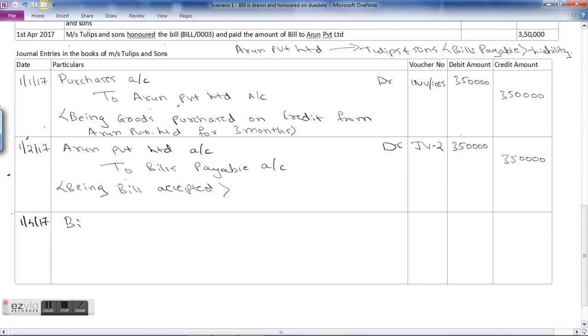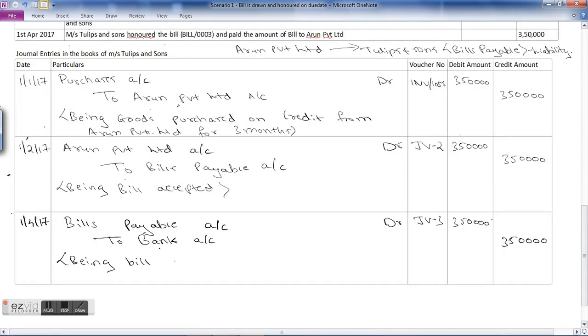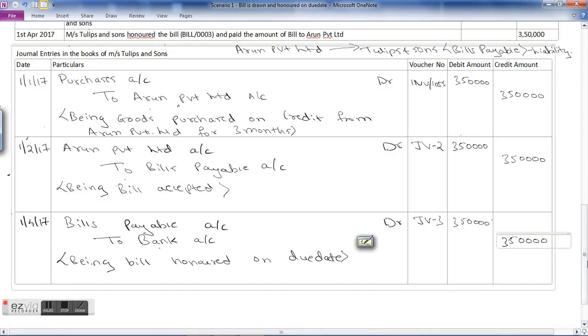So we'll be debiting bills payable account. Debit, we put it as JV number 3. Amount is 3,50,000. To bank or cash account, since we have paid the bill, money has gone out of bank, 3,50,000. So being bill honored on due date. Okay, so that's it.